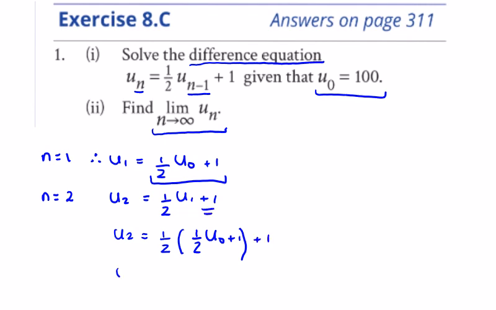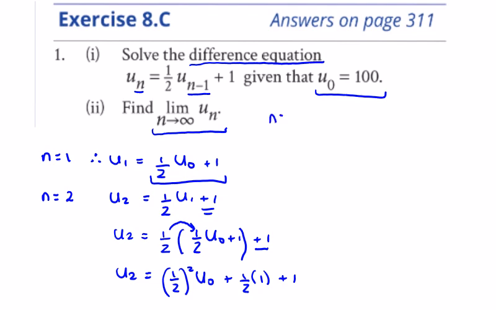And if we multiply this out, u2 becomes, because we want to see the pattern here, a half squared by u0. This one by this one. Then it becomes a half by 1. I know that the 1 is not necessary, but I'm going to put it in. And then we have this 1 as well.